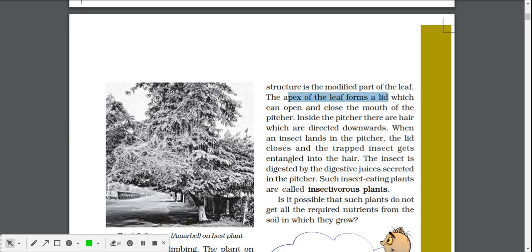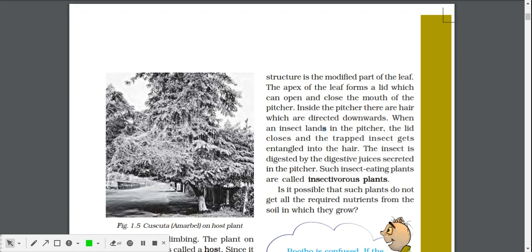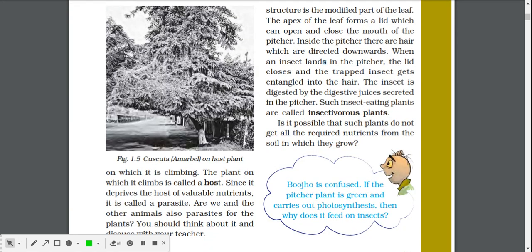The apex of the leaves forms a lid which can open and close the mouth of the pitcher. Inside the pitcher, there are hairs which are directed downwards. When an insect lands in the pitcher, the lid closes and the trapped insect gets entangled in the hair. The insect is digested by the digestive juices secreted by the pitcher. Such insect-eating plants are also known as insectivorous plants.